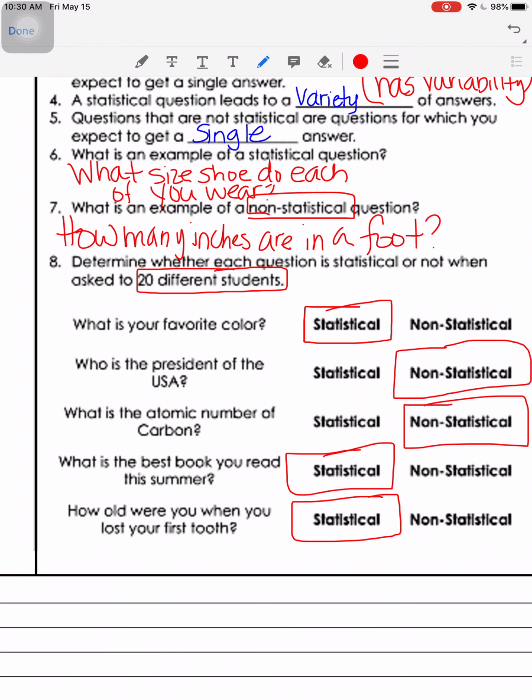Remember, a statistical question has variability. You're going to get a variety of responses from the people that you ask. Non-statistical questions do not have any variability. You only get a single response. So everybody you ask is going to give you the same answer. Those are your notes.